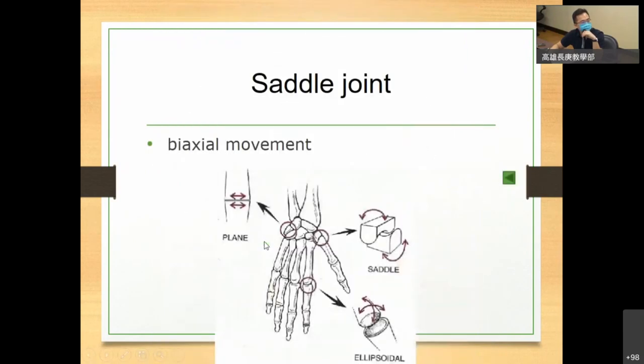And the third is the saddle joint. The saddle joint has biaxial movement. That means the joint motion is bigger than the pivot joint and the hinge joint, because it's a biaxial movement. The example is in our wrist joint.